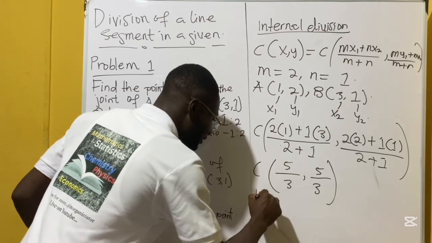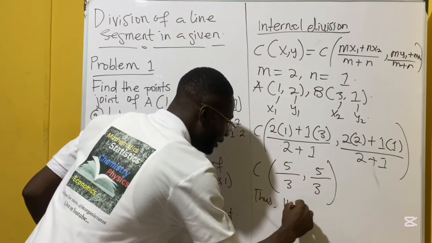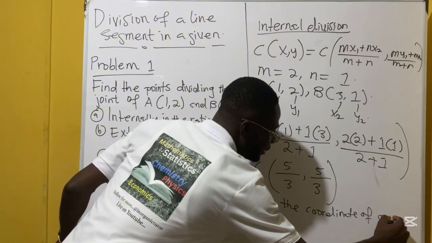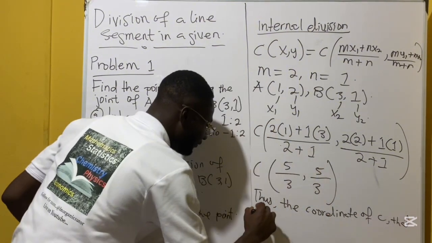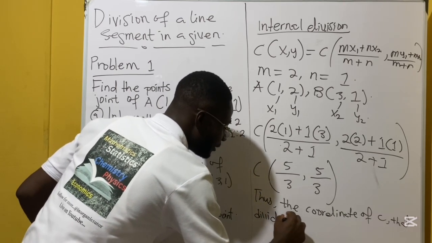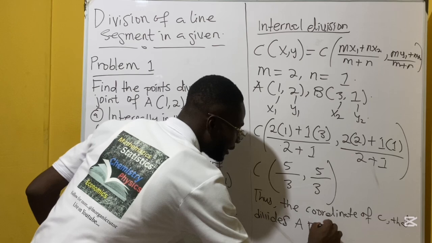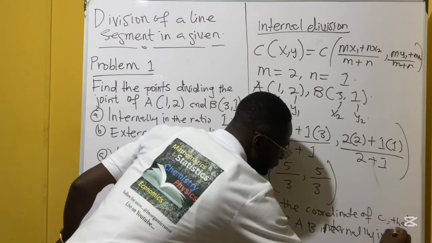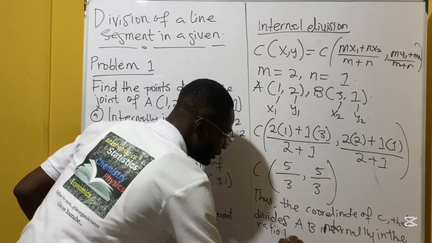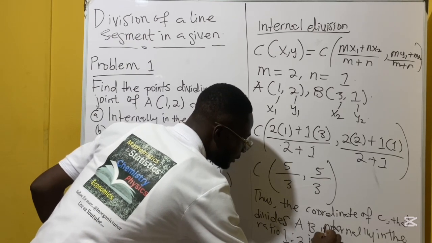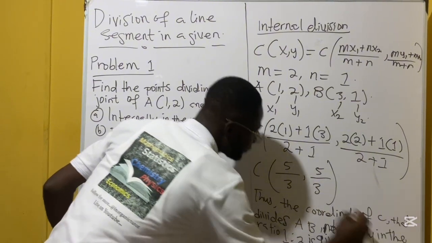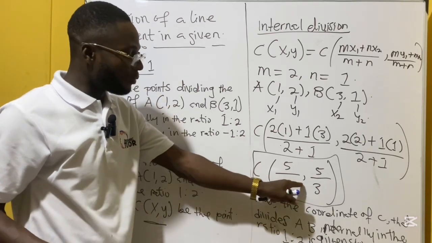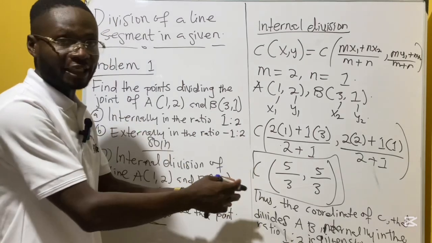So that's the coordinate of C that divides AB internally in the ratio 1:2 as given above. Very simple. C of 5 on 3, comma 5 on 3. So that is for the internal division.